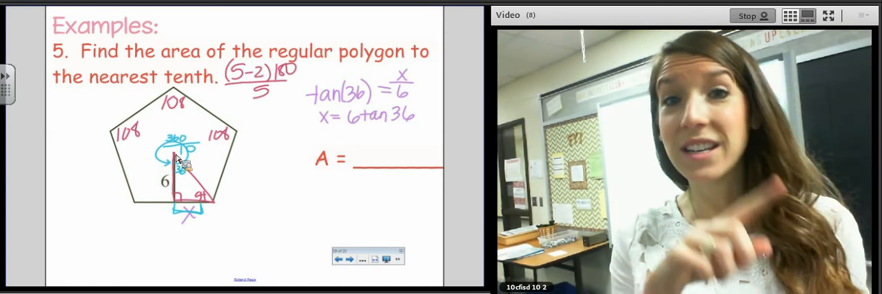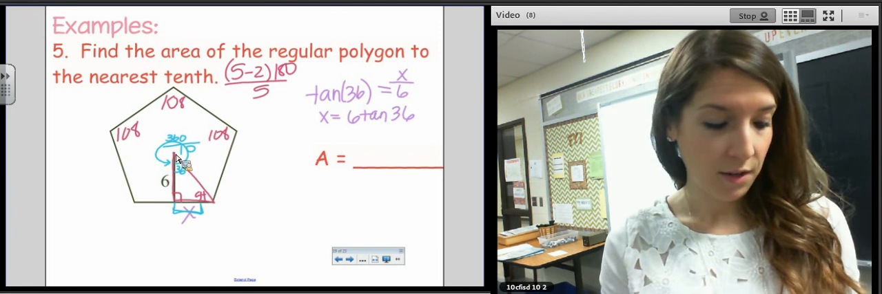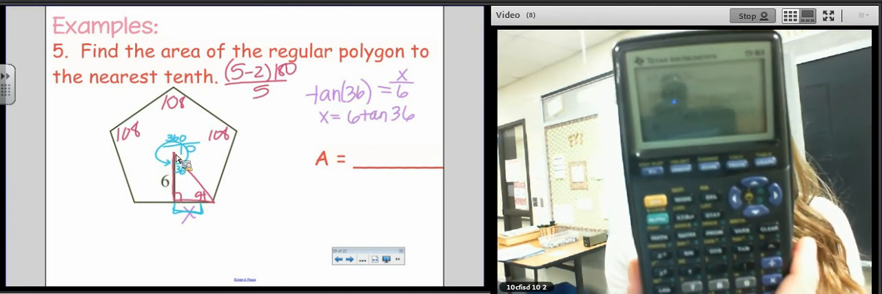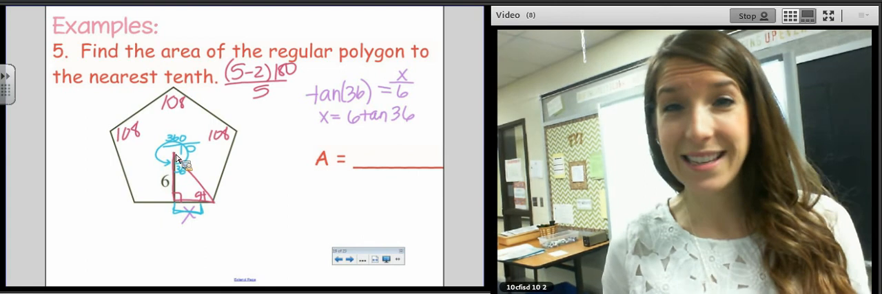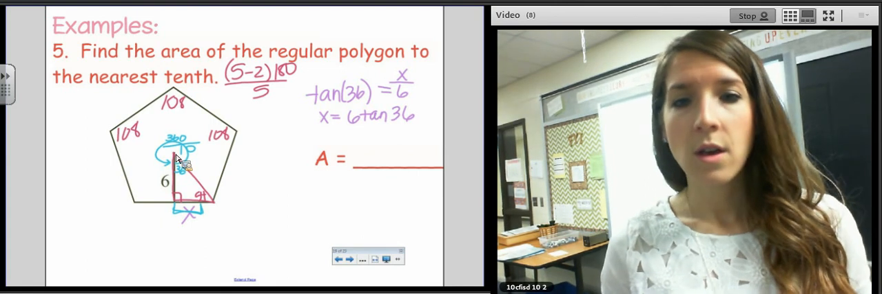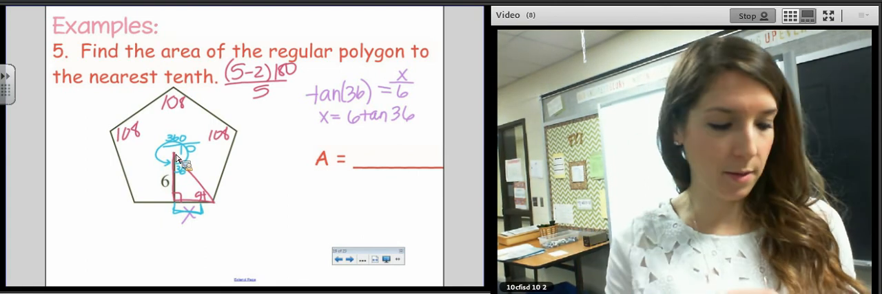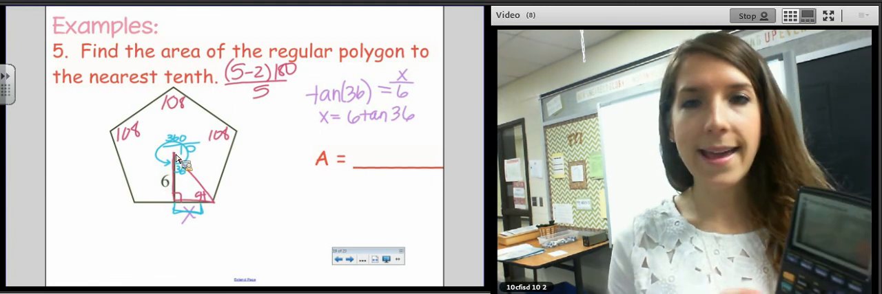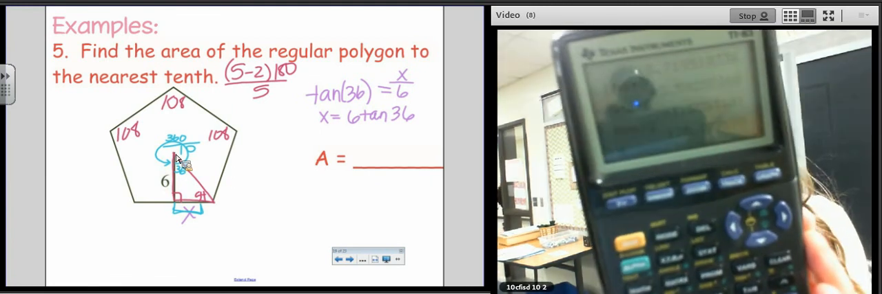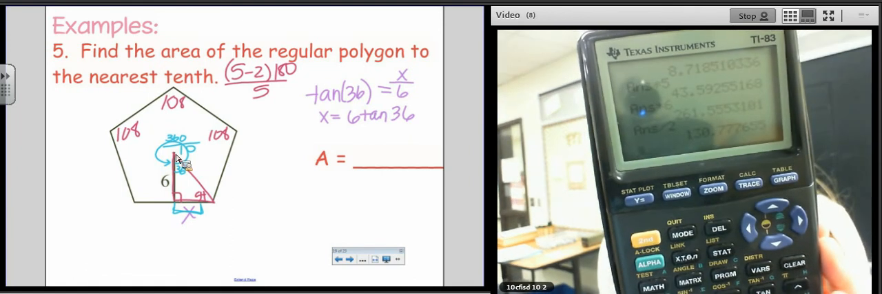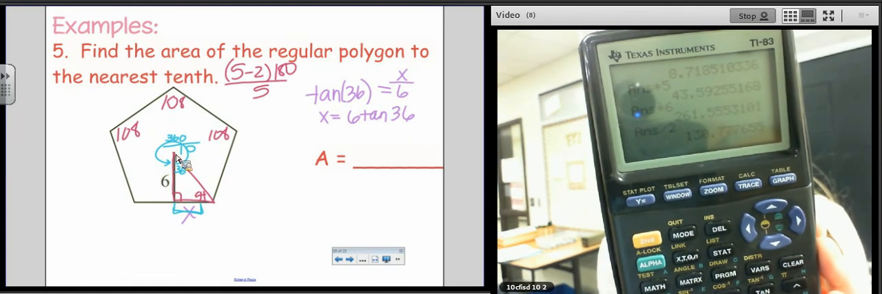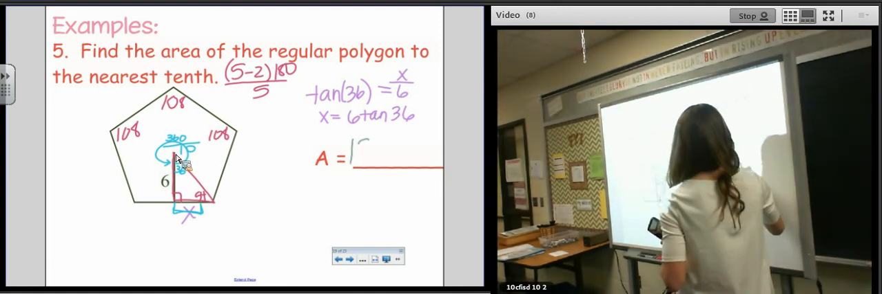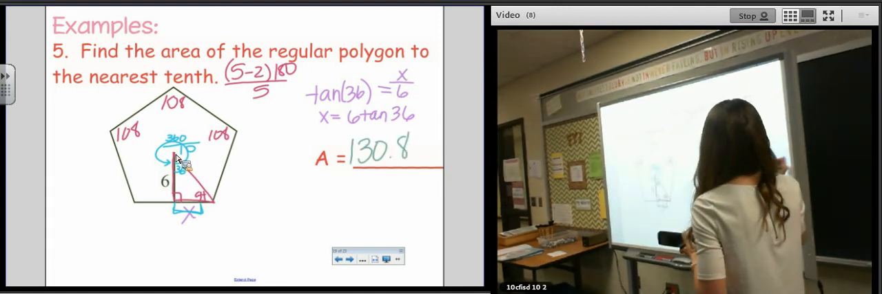Now we need to find perimeter. There's 5 sides. So do times 5. 43 point something. There's our perimeter. I'm not writing these down. I'm not rounding them. Perimeter times apothem, so times 6. And then divide by 2. I kept every number in my calculator until the very end. And you get 130.777. So if I'm rounding to the nearest tenth, that would be 130.8, and we don't have units.